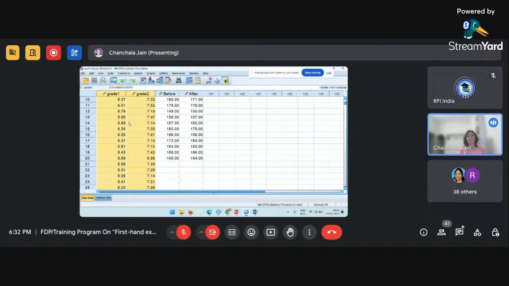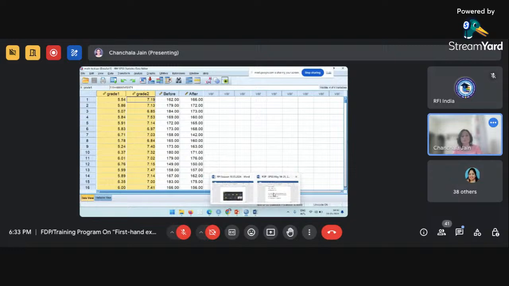So you need to firstly formulate the hypothesis. The hypothesis will be: there is no significant difference in the grades of students before teaching and after teaching. Or you can say that the teaching is ineffective. This will be your null hypothesis. Is it clear? Do I need to write it?